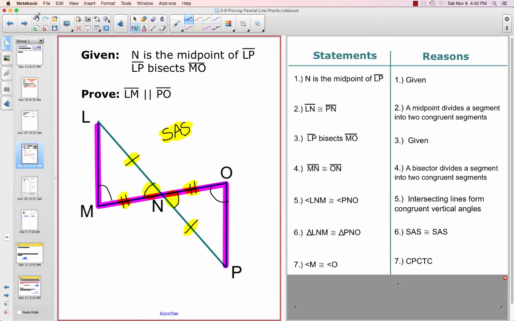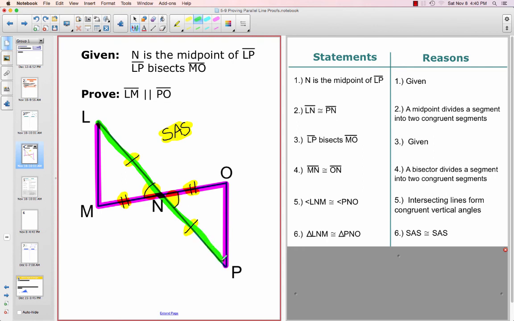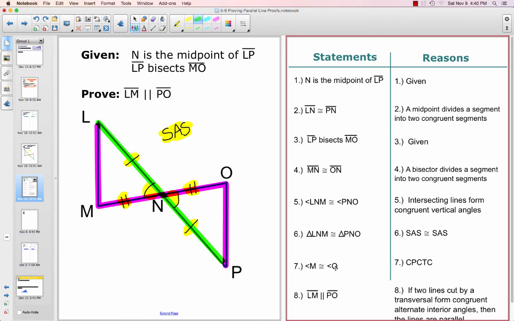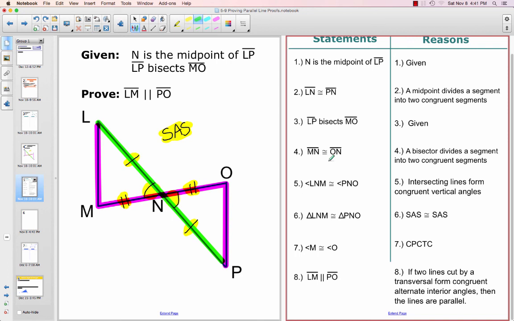If we wanted to, we could have gone ahead and done this transversal instead, so I'll do it in green. We could have picked this transversal and instead picked angles L and P. They're both alternate interior angles, so it didn't matter. In our markup, in our plan, we went ahead and did M and O, so that's by CPCTC. So since they're alternate interior angles and since they're congruent, well, then the lines have to be parallel. And our saying for that is, if two lines cut by a transversal form congruent alternate interior angles, then the lines are parallel.